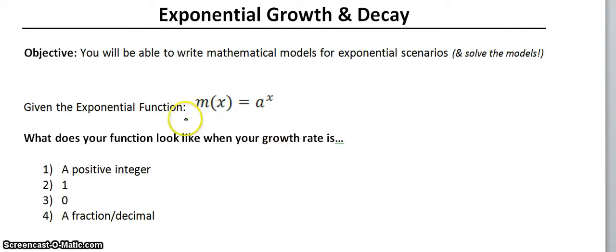So we've been studying exponential and log functions. So let's just say you have an exponential function that's m of x equals a to the x, where a is some base and your input in the function is x. So what happens to your function if your growth rate is a positive integer, 1, 0, or a fraction or decimal? Now when I say growth rate, I just mean the base of your exponent.